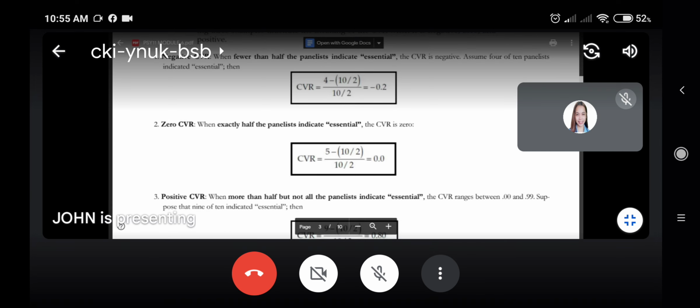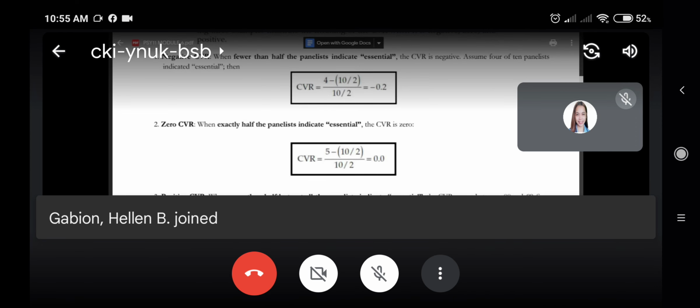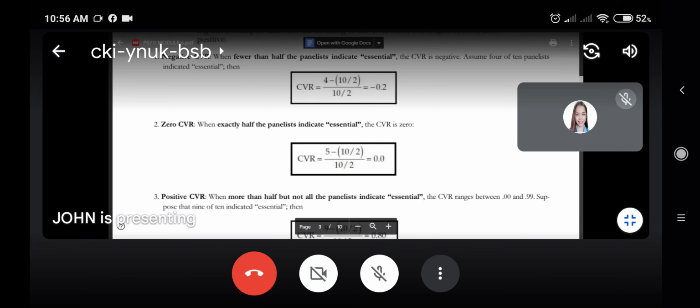na yon. If half says that it is essential and half says that it is not essential, then you will be obtaining a zero CVR. Nangyayari to if the number of panelists is even. Remember guys, when you are getting a rater or judges, as much as possible, you will be getting an odd number of raters so that there will be someone to break the tie. Kasi otherwise, you will be getting a zero CVR.